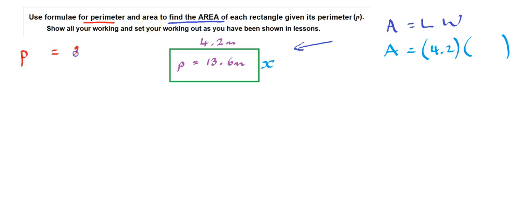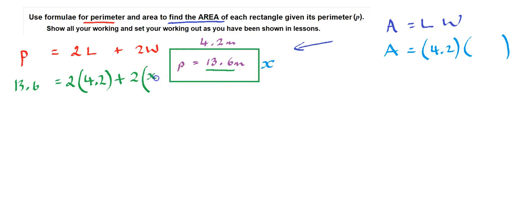P equals 2L plus 2W. And let's plug in what we're given. So we're given 13.6 as the perimeter, and that equals 2 times the length, because we've got two lengths, right? So the length was 4.2, it's already given to us, plus 2 times whatever the width is. In this case, we're not given the width, it is given as x.